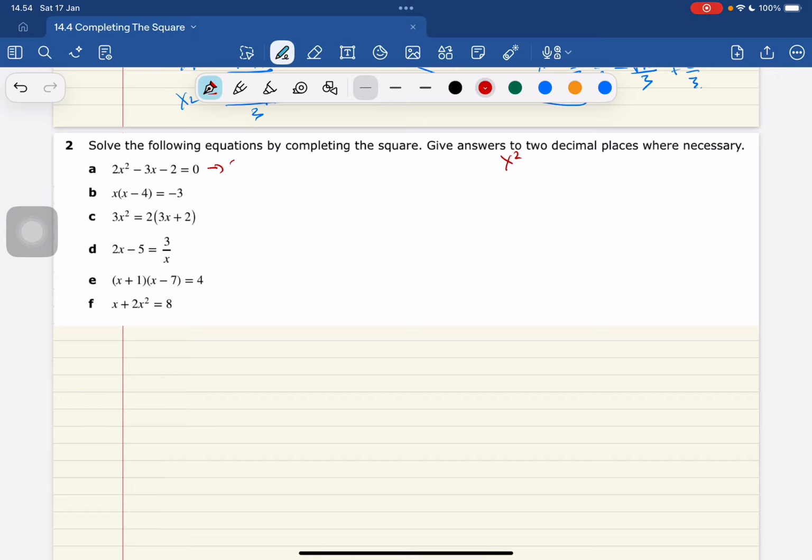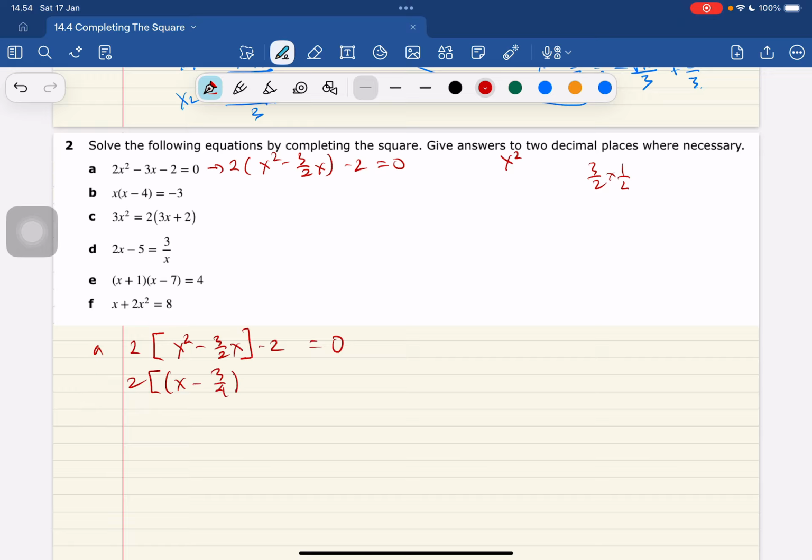By taking out 2, it's going to be x squared minus 3 over 2x. Then we minus 2 equal to 0. So we can proceed. For part A, we got 2 bracket x squared minus 3 over 2x, we minus 2 and equal to 0. So let us complete the square inside the bracket. So x, we make it half of the coefficient of x, which is 3 over 2. We multiply it by 1 over 2, so it should be minus 3 over 4.